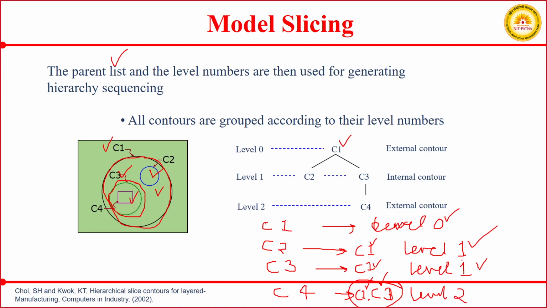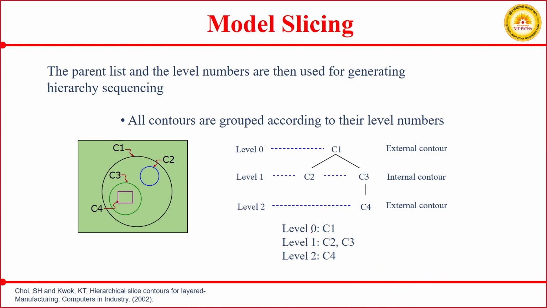So this way we need to set the hierarchy of these multiple contours. I will take one more example, don't worry. So at level 0, C1 was there. At level 1, C2 and C3 were there. This has been grouped like this. Then at level 2, how many contours are there? C4, only one.